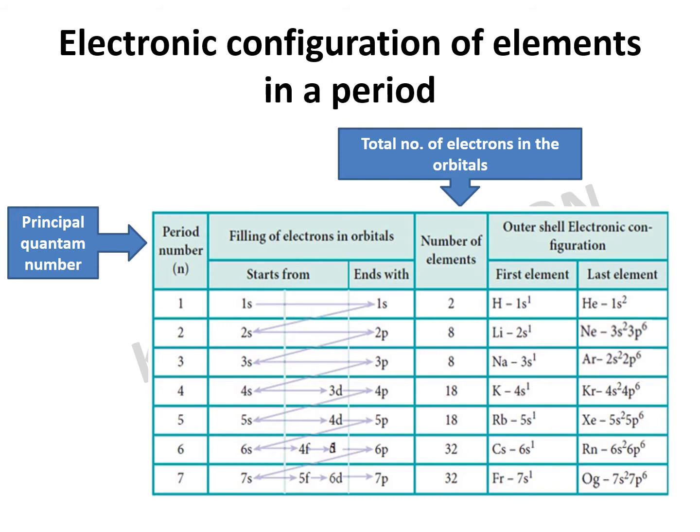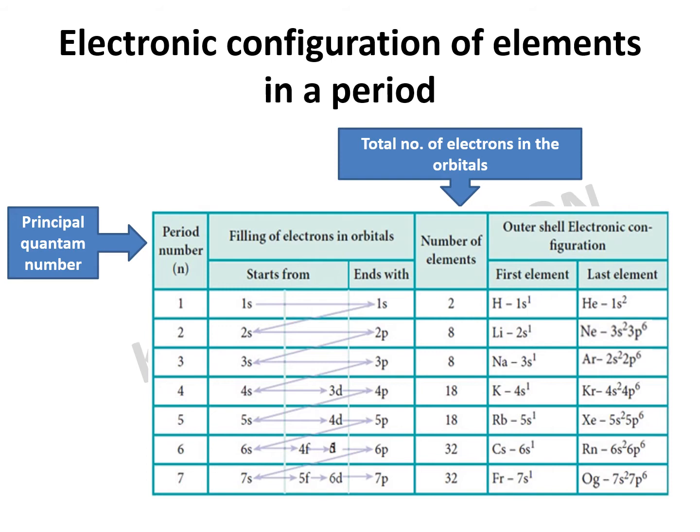The first element is hydrogen and the last element is helium. Similarly, if we see period 2, the electron enters in 2s and 2p orbitals. A total of 2 plus 6, 8 electrons can be accommodated, and hence the number of elements present in this period is 8. The first member is lithium with 2s1 configuration, and the last element is neon with 2s2, 2p6 configuration.